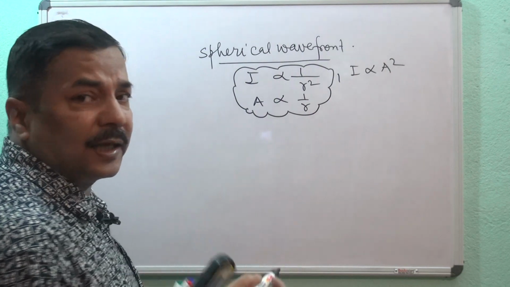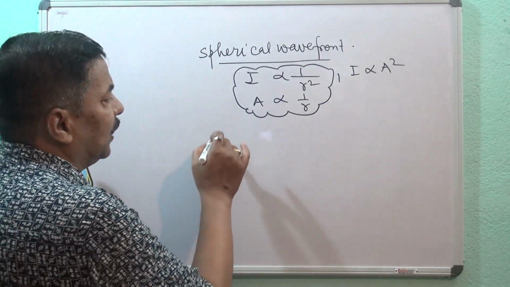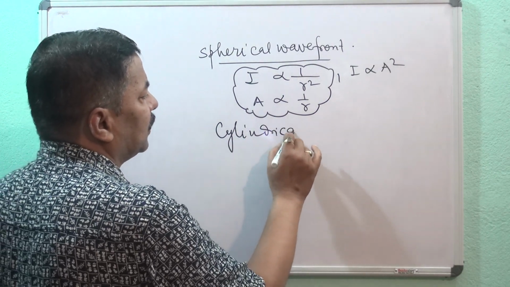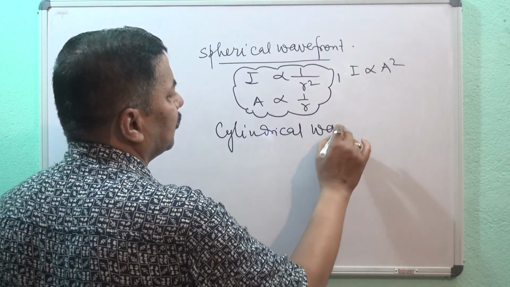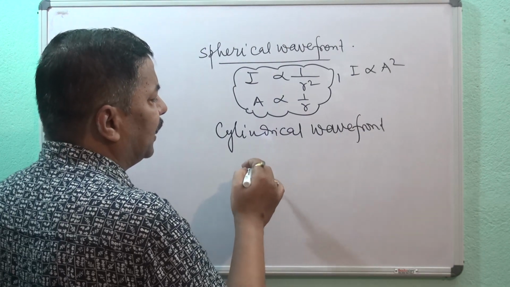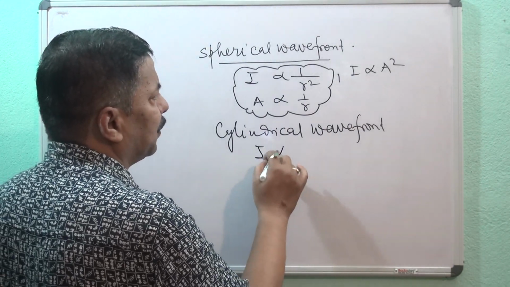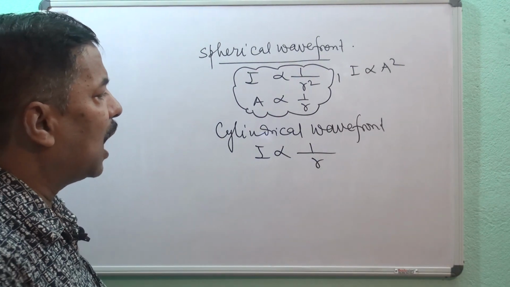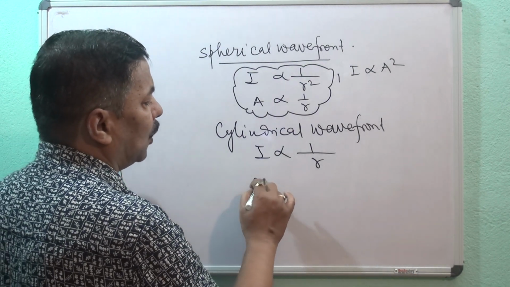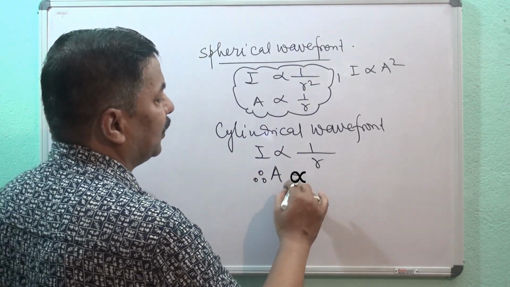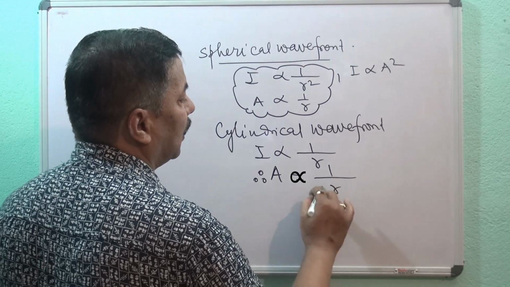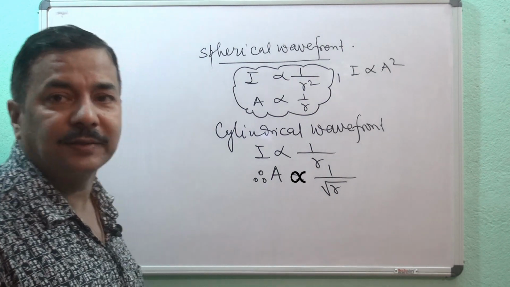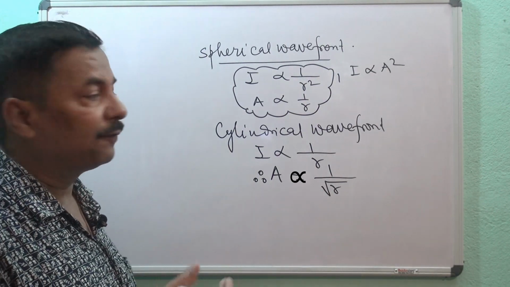And at the same time, for cylindrical wavefront, if we take the cylindrical wavefront, then intensity I is proportional to 1 by r. Intensity is proportional to 1 by r. Therefore, if we talk about the amplitude, A is proportional to 1 by root r. That is the radius of the cylinders, coaxial cylinders, in which the wavefront is moving.